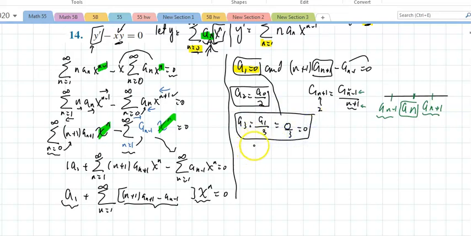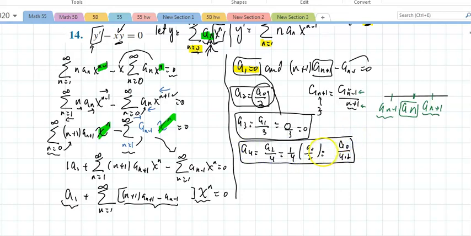I'm going to go for a sub 4. A sub 4, I'm trying to figure out a pattern. A sub 4, if you put a 3 there, that becomes a 4. That's a sub 2 divided by 4. But a sub 2 is right there. That is 1 over 4 times a sub 0 over 2. That is a sub 0 over 4 times 2.